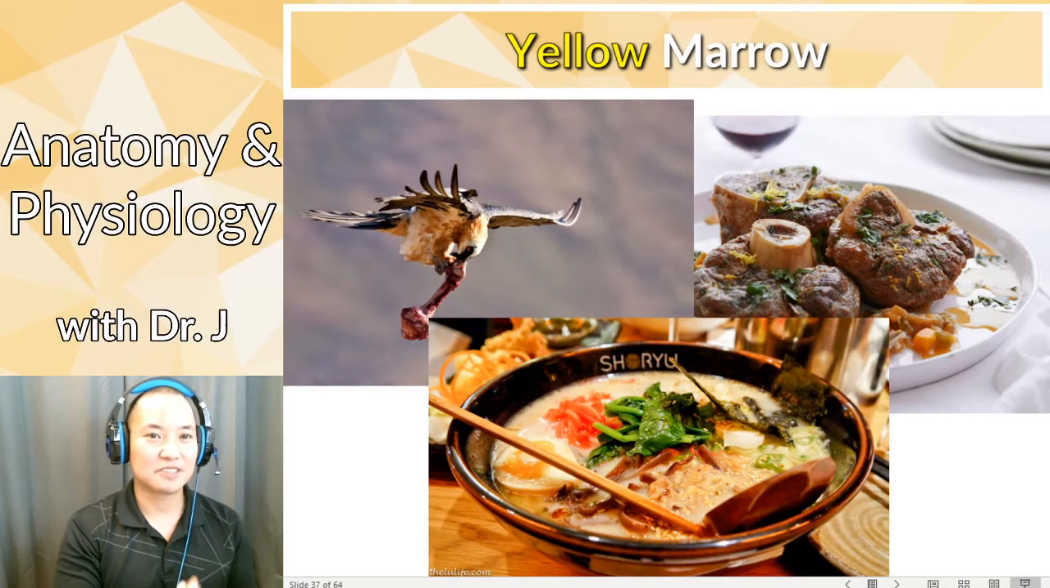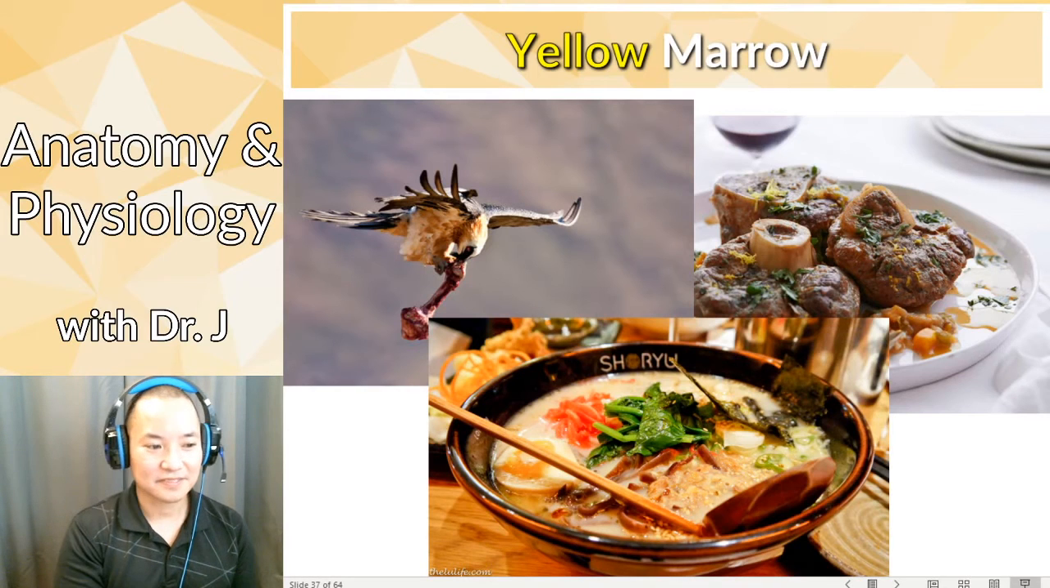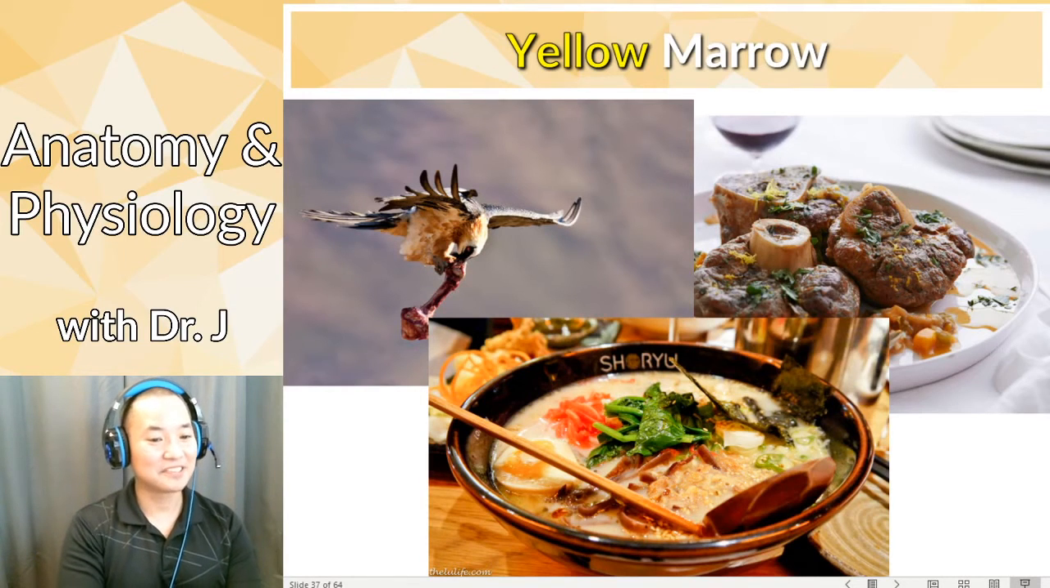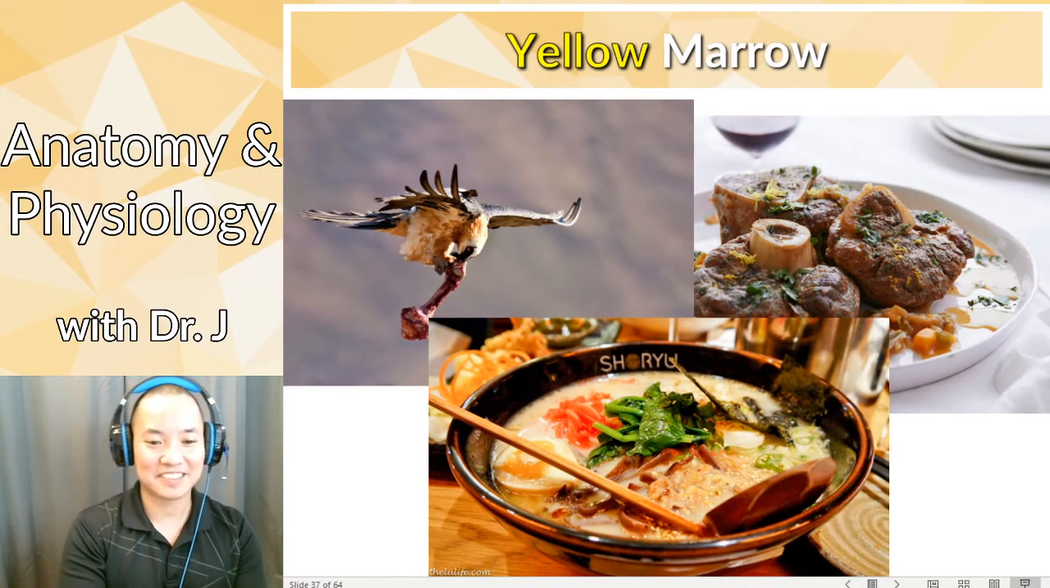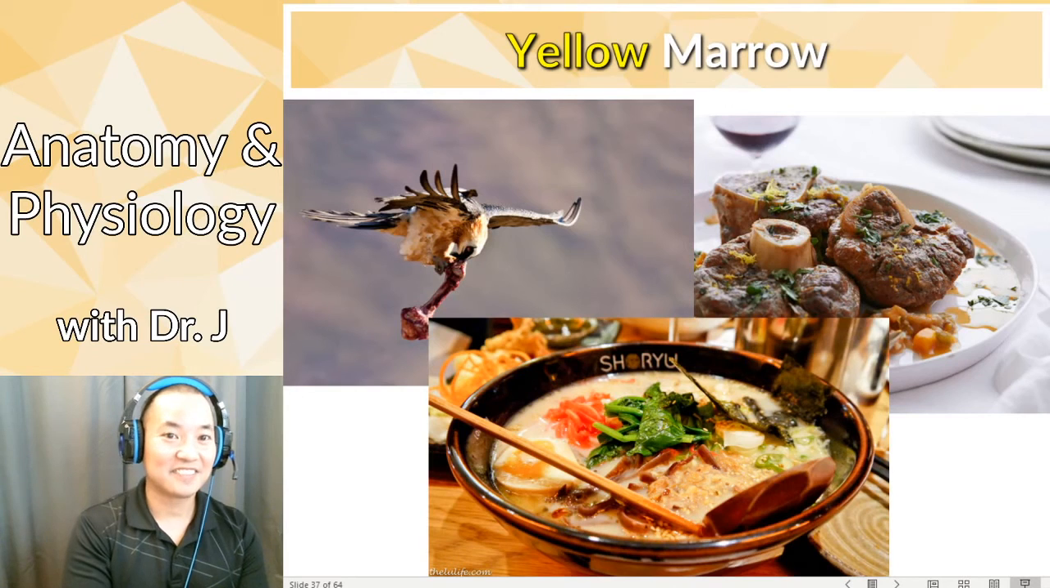So what other tissue in our body is very yellow, or off-white and yellow? It's a connective tissue. Yes, adipose tissue. So that's what yellow marrow is. It has a lot of fat. This is a characteristic of yellow marrow.